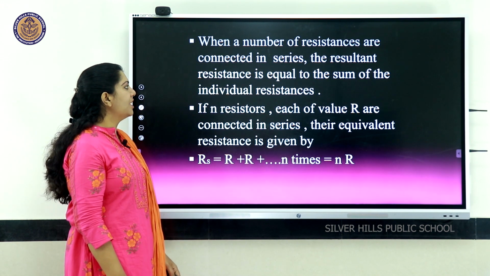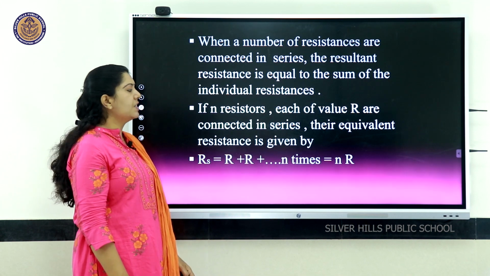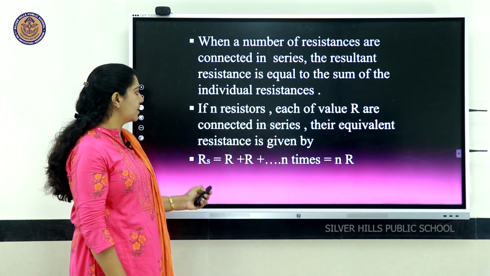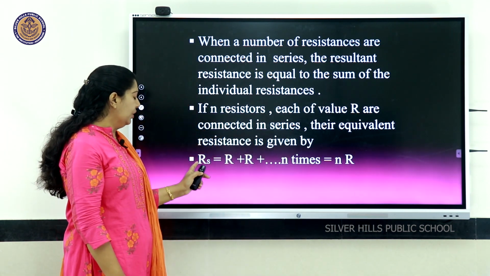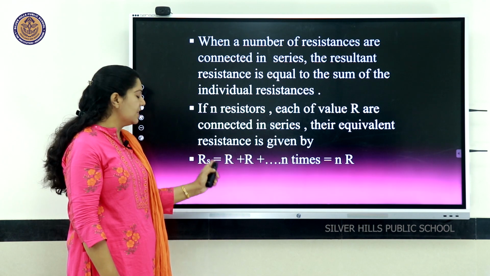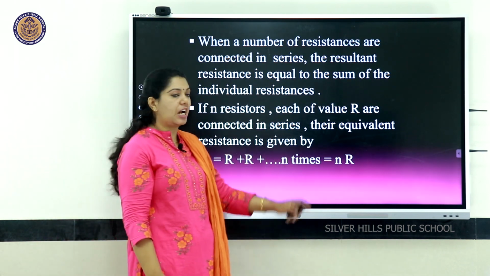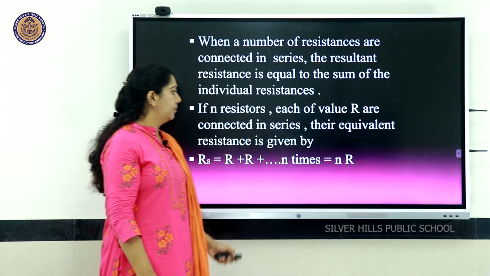When a number of resistances are connected in series, the resultant resistance is equal to the sum of the individual resistances. If n resistors are connected in series, then the total resistance Rs is equal to R plus R plus, etc., plus n times. That means it is equal to nR.